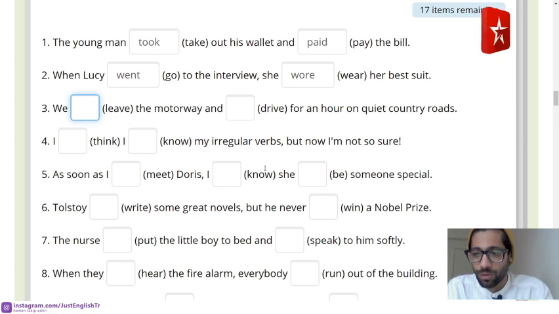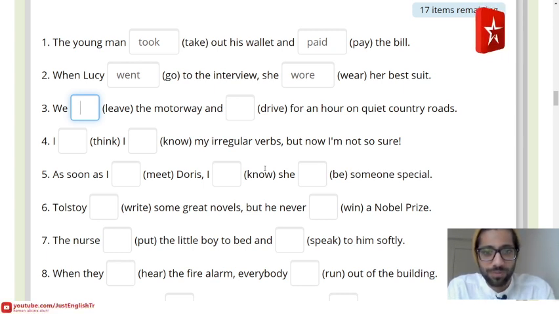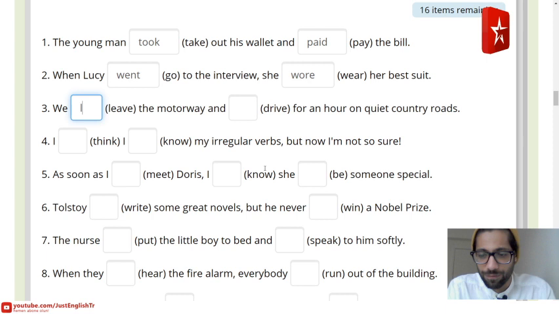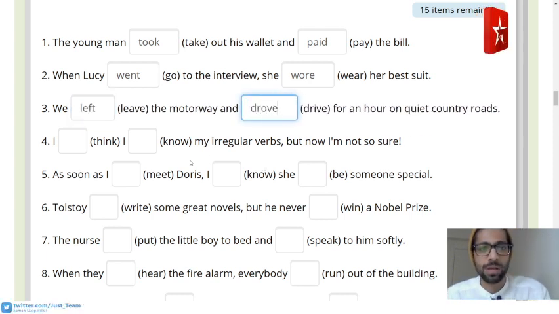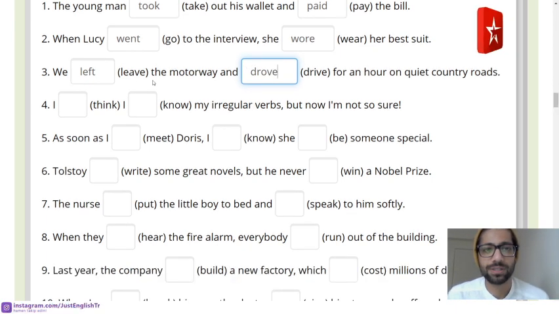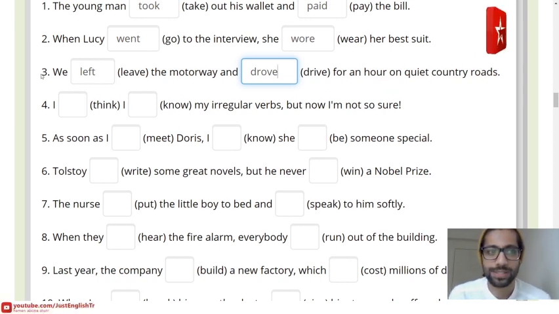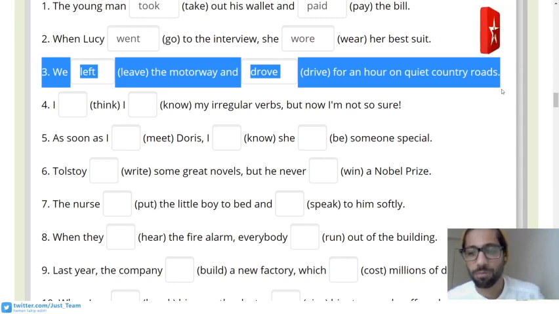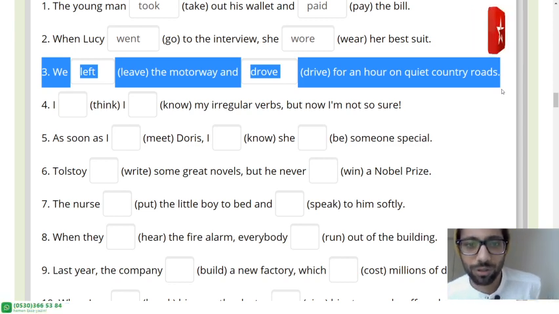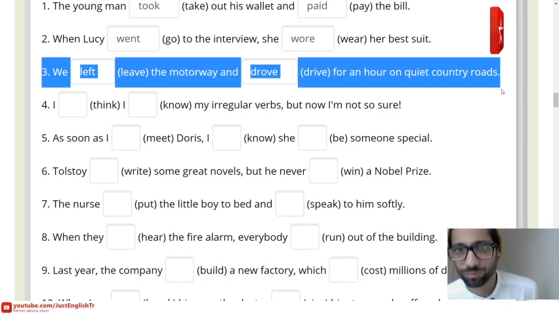Number 3. What's the past for leave and drive? Left and drove. Thank you guys. Very nice, very smooth. Now, the sentence again. We left the motorway and drove for an hour on a quiet country road. Read the sentence again and tell me which situation from the past we have: once, several, period of time, or expression with ago.